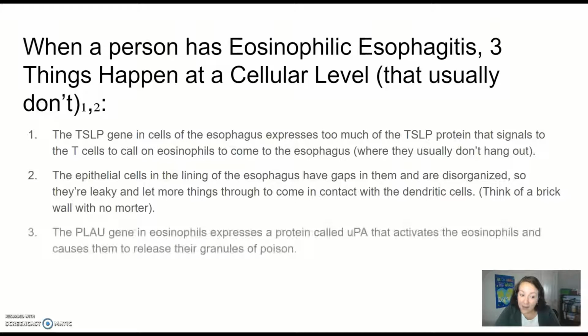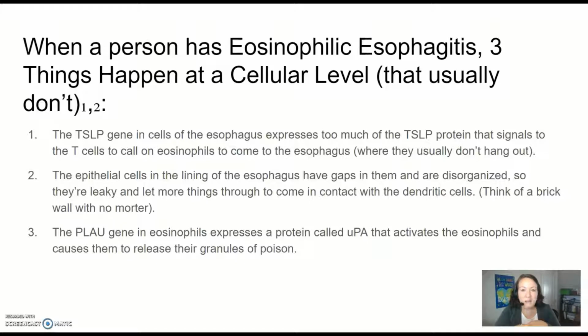So then when they're there, what happens is there's a gene in the eosinophil itself that expresses a protein called UPA that activates the eosinophil. So that's kind of like pulling the pin out of the grenade, right? So you've got a leaky epithelial lining, a leaky wall of your esophagus. Eosinophils are getting called in with the extra signal protein. Your dendrites are really noticing more things than they would normally notice because they can. And then once the eosinophils are there, they can release their little grenades, and this UPA protein actually is the thing that pulls the pin out of the grenade, let's say, and really releases the poison.